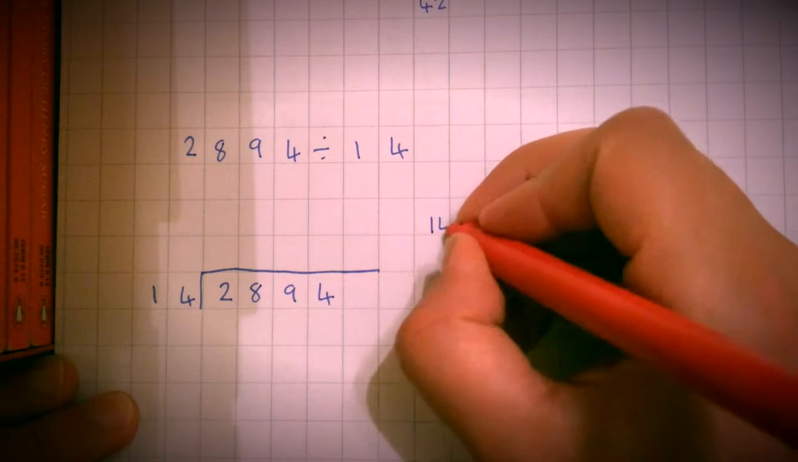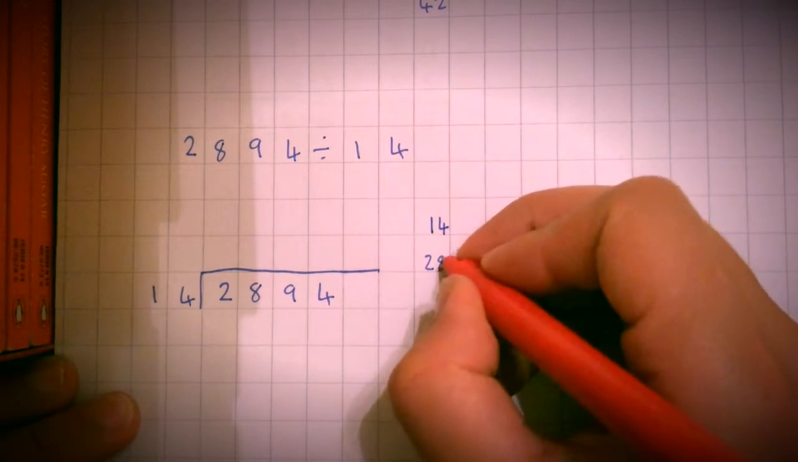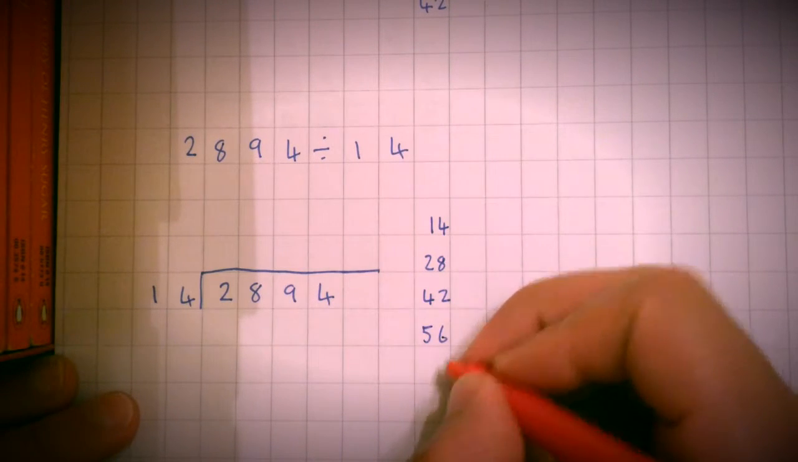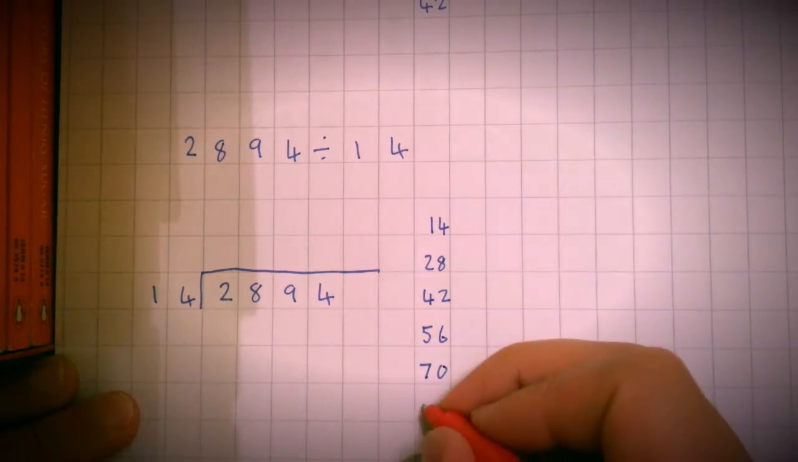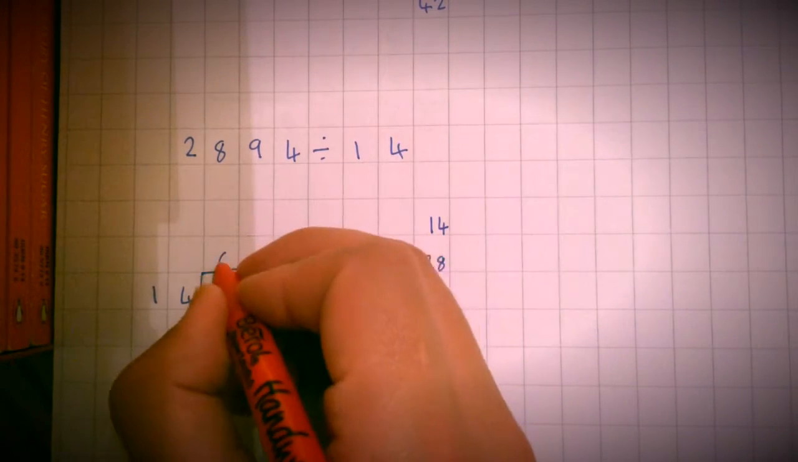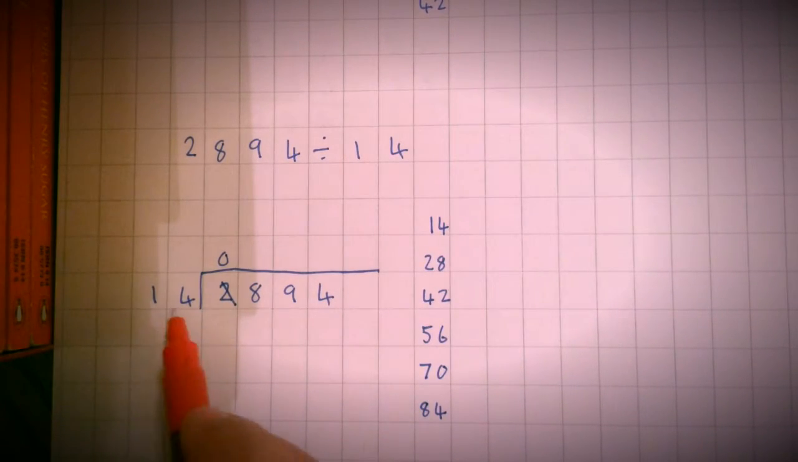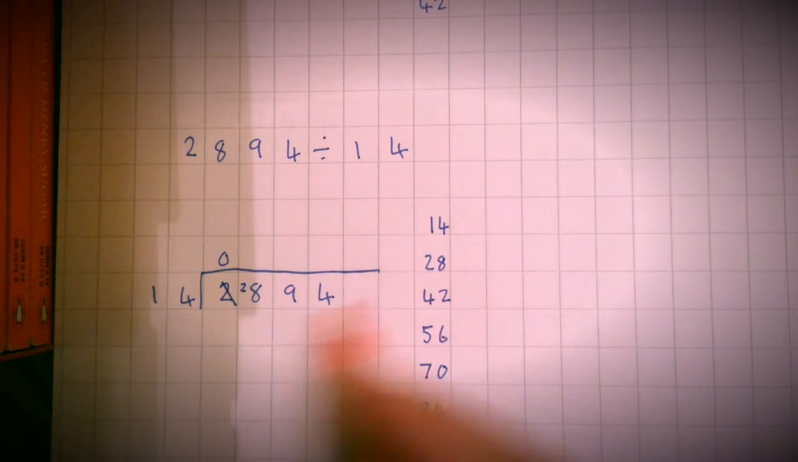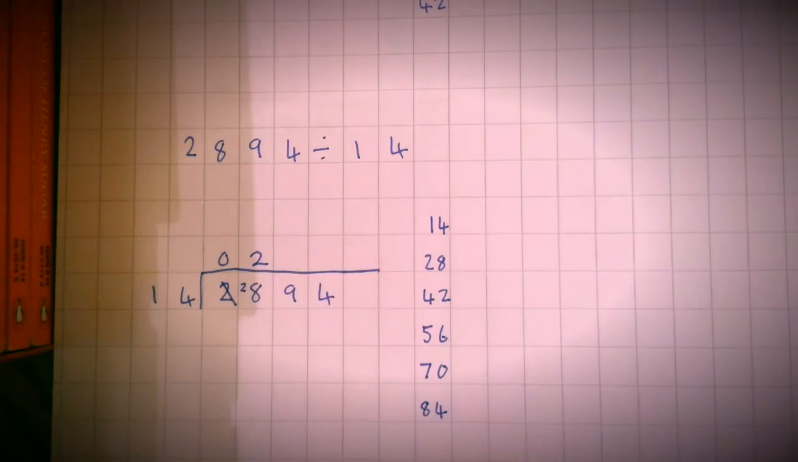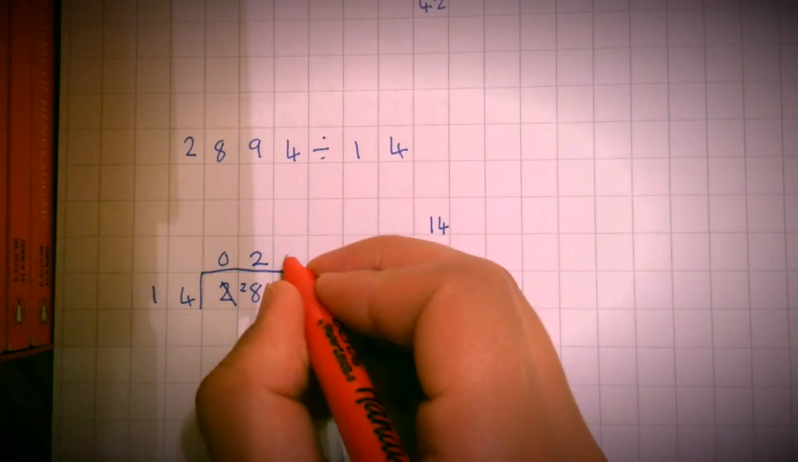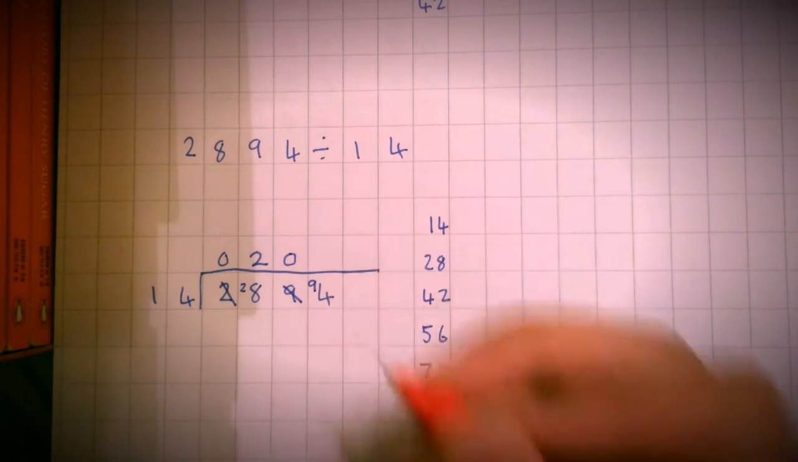So 14, add 14 would be 28, add another 14 would be 42, and then 56, 70, and 84. So how many times can 14 fit into 2? It can't, so I cross out the 2 and I put 0 on top. How many times can 14 now fit into 28? Fits in exactly 2 times. I then think, how many times can 14 fit into 9? It can't. So I'll put 0 in, move that 9 across.